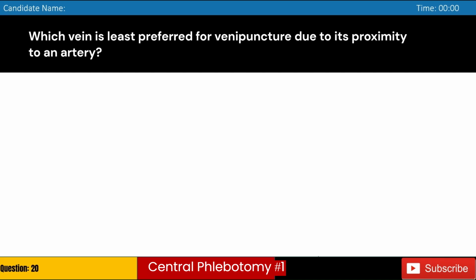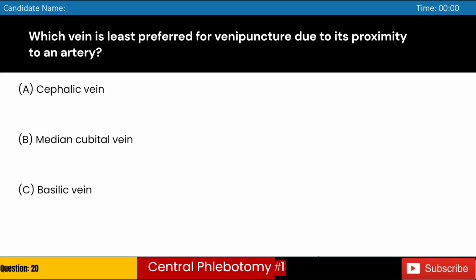Which vein is least preferred for venipuncture due to its proximity to an artery? A. Cephalic vein. B. Median cubital vein. C. Basilic vein. D. Dorsal hand vein. Answer C. The basilic vein is least preferred due to its proximity to the brachial artery and nerves.